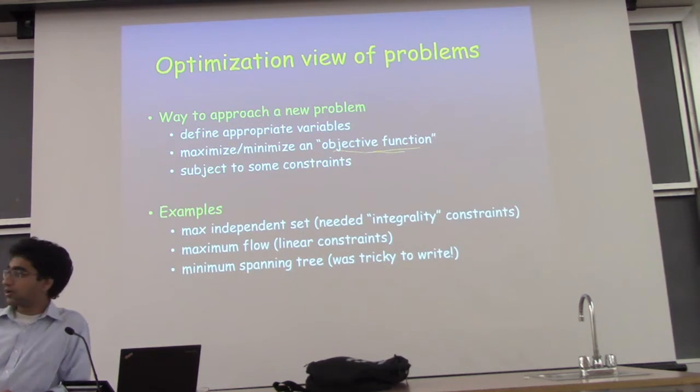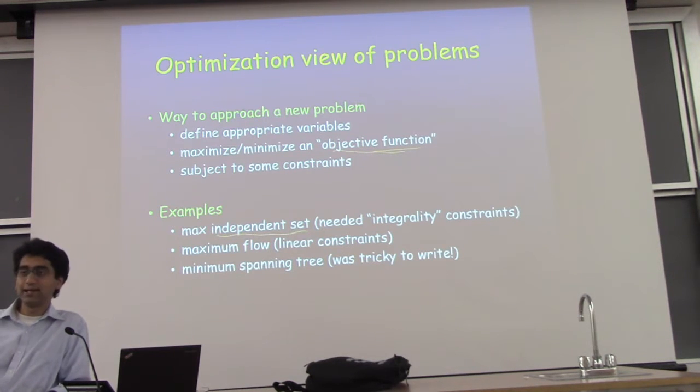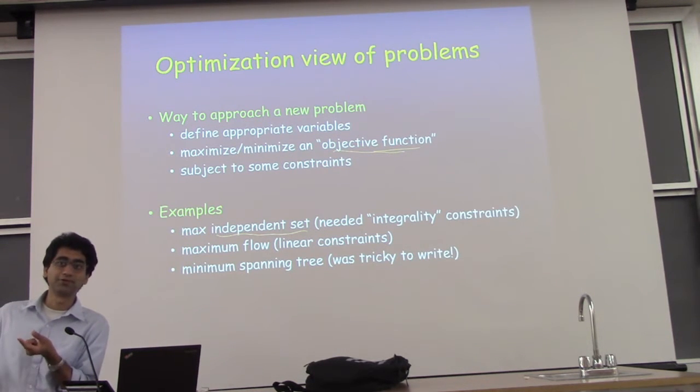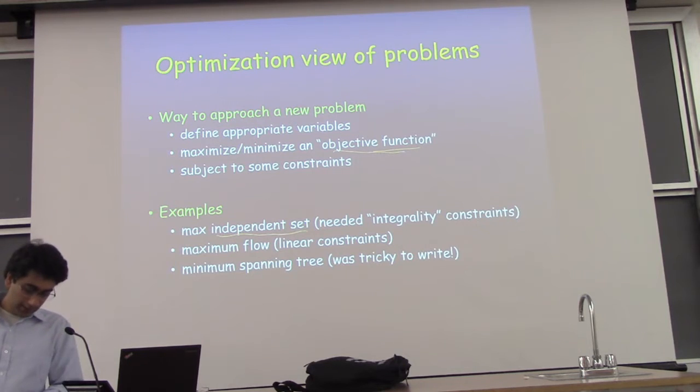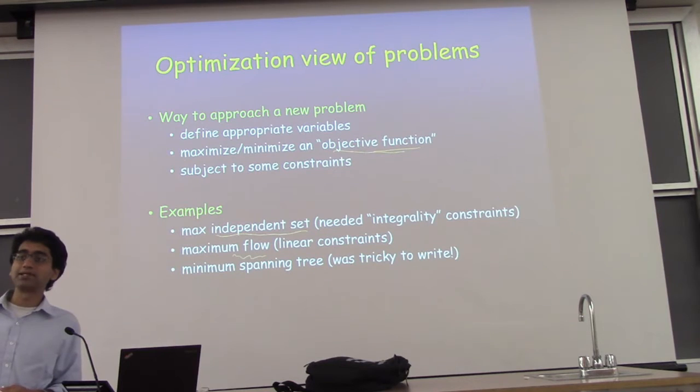And we saw a lot of examples last time. Like we saw maximum independent set, where we had a linear objective, but the constraints said xi had to be 0 or 1. So that just captured which vertex was in the independent set and which was not. And we saw that maximum flow naturally turns out to be what is called a linear program. So we said it's a natural optimization problem.